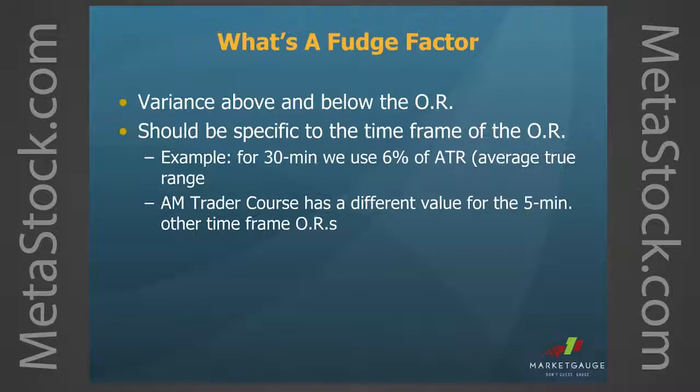So remember, I was saying I know where my stops and my targets are going to be. I also know how far above the opening range the market has to trade in order for me to consider that opening range broken. So on a 30-minute opening range, I need the stock to trade 6% of its ATR over the OR high to be broken. So that means if the average range is a dollar, the stock's got to trade 6 cents over that opening range high in order for me to consider the opening range broken.